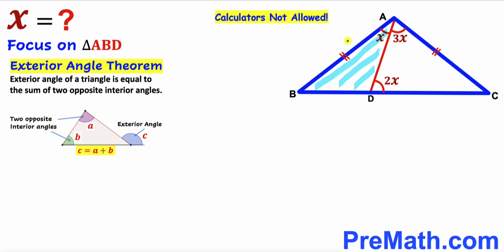And now we are going to apply this exterior angle theorem on this given problem. And here we can see this 2x is our exterior angle, and that is going to be equal to the sum of these two opposite interior angles. So therefore we conclude that this angle ABD has got to be x as well, such that angle x plus angle x has got to be equal to our exterior angle 2 times x.